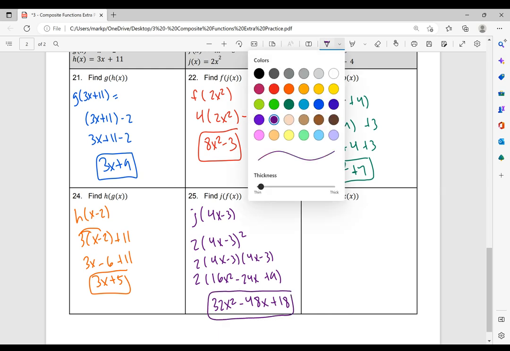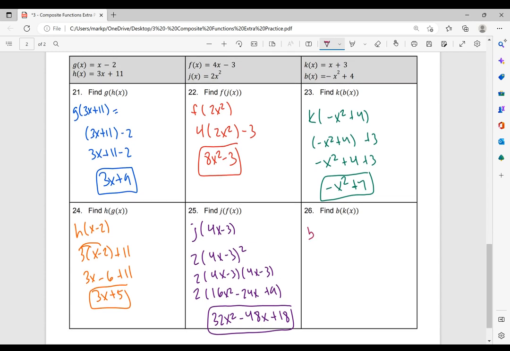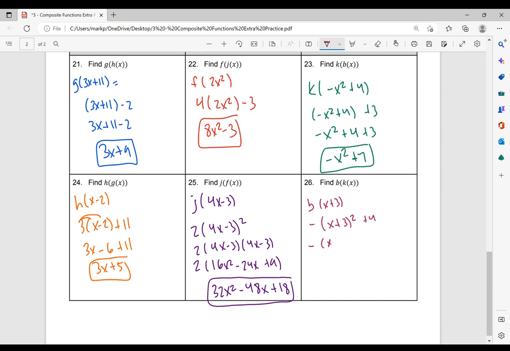And then for this last one here, b of k of x. So k of x is x plus 3. So we have negative (x plus 3) squared plus 4. So just like the previous one, I'm going to write it twice.